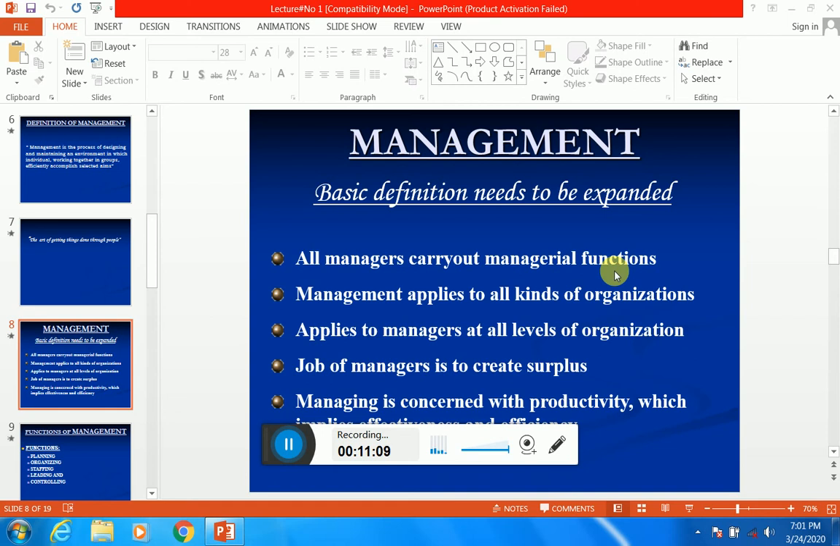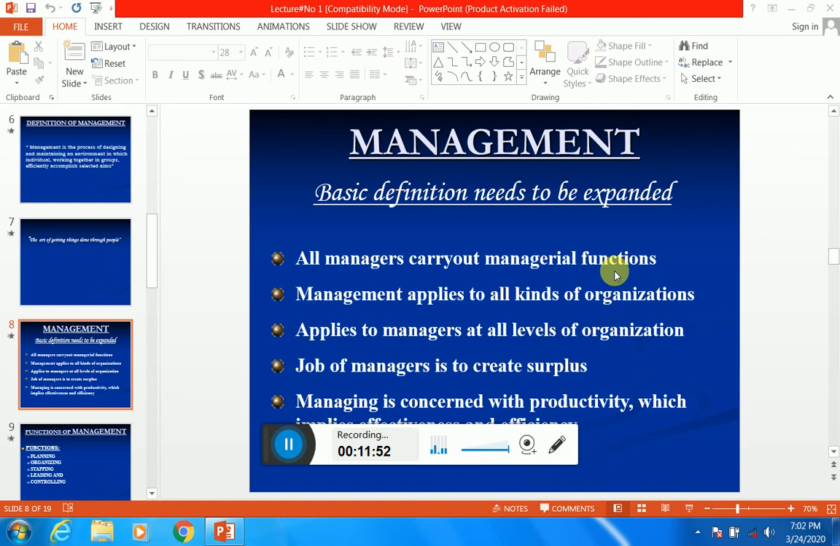Then after that we have that it applies to managers at all levels of the organization. It means that within an organization, there are three different levels or categories of managers. Later on, inshallah, we will discuss all three types in detail, but here I would like to make clear that there are three levels of managers. First is the top level, then the middle level, and then the third level, the first line or supervisory level. It means that at all levels, managers definitely carry out management.